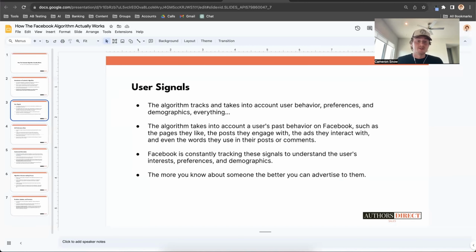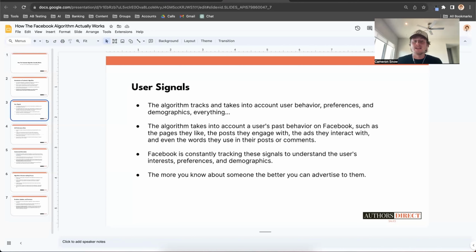Now, for some of these user signals, the algorithm will track behavior, preference, demographics, everything, location, essentially the smallest details that Facebook can possibly track, they will be tracking within these ads in terms of knowing how to deliver them to people, when to deliver them to people, if they're on a certain IP address, or if they're on a certain Wi-Fi network, if they're out and about and they're on data, anything that comes down to what you're doing, specific search history, things like that. They will be tracking that to be able to provide a better user experience in terms of having more relevant ads.